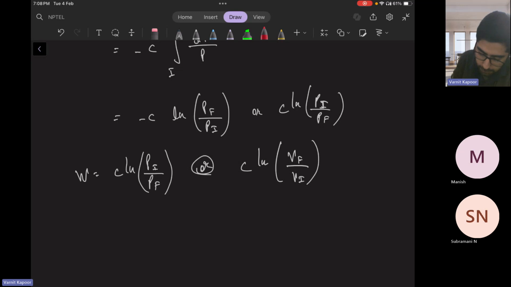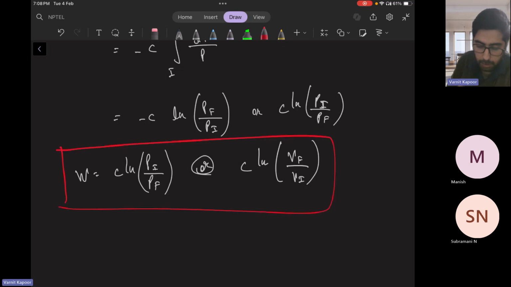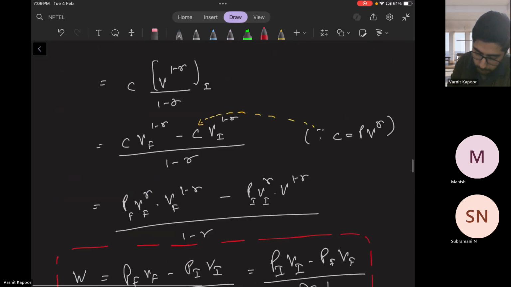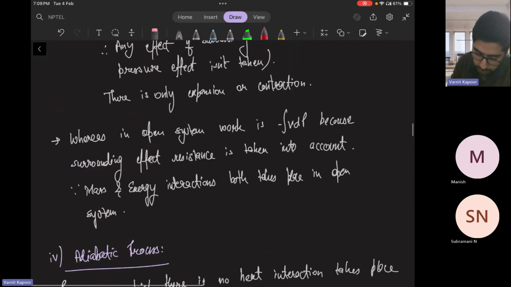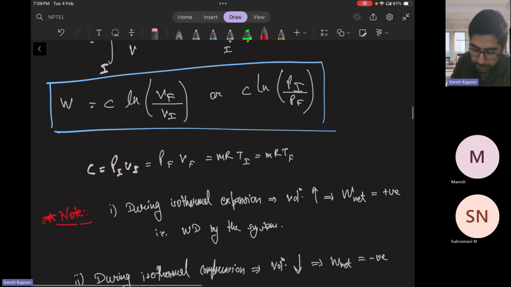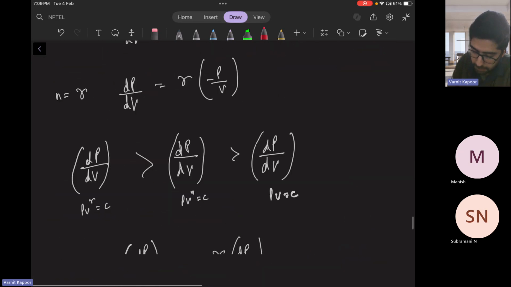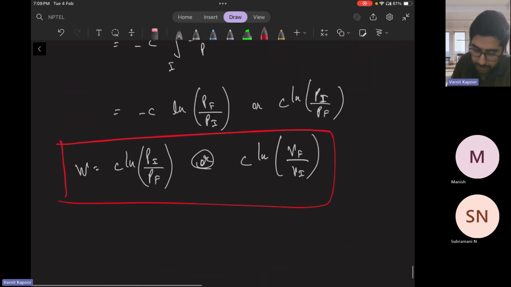Therefore, work done is C times ln of P initial by P final, or C times ln of V final by V initial. If you observe, this is the same work that we had for the closed system process, C times ln V final by V initial, and this is also the same as what we got for open system work, C times ln P initial by P final. Got the same thing. So for the isothermal process, both open and closed system works remain the same always.